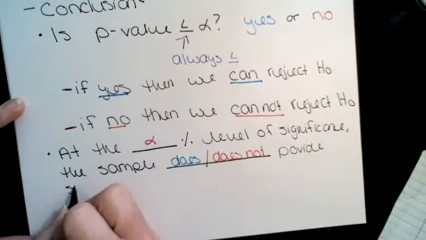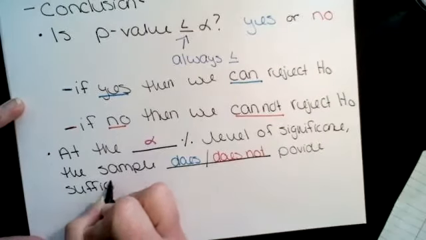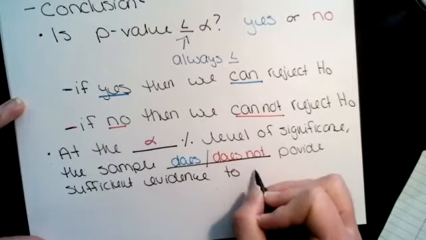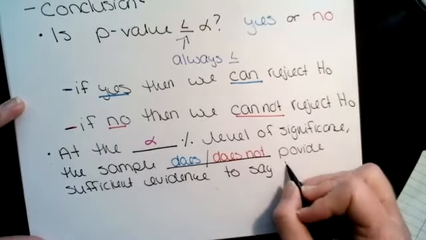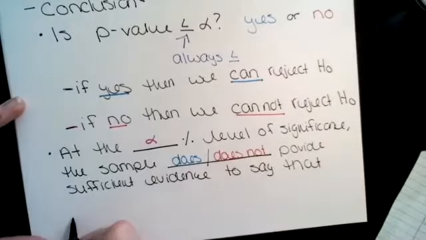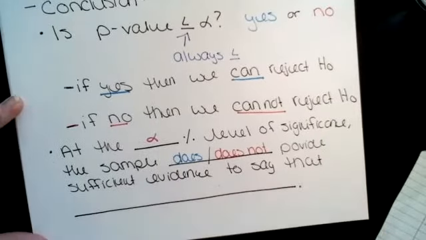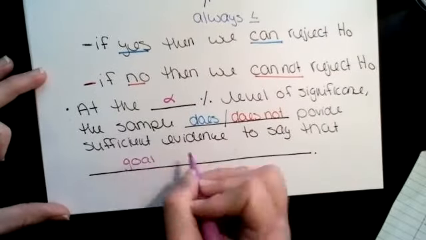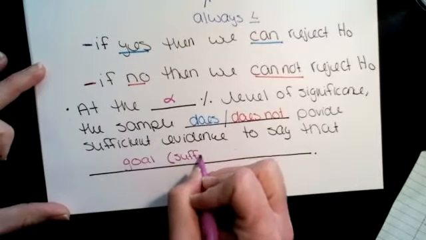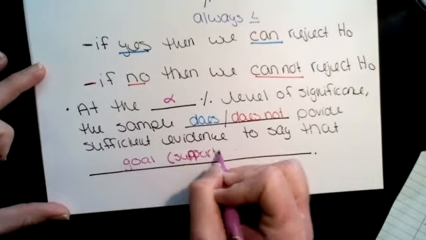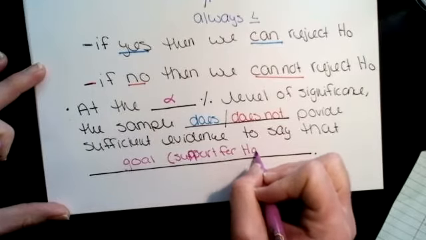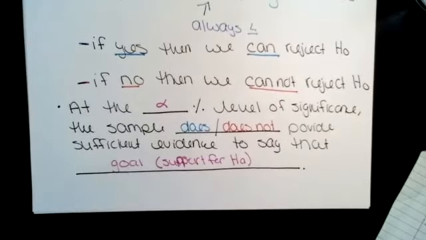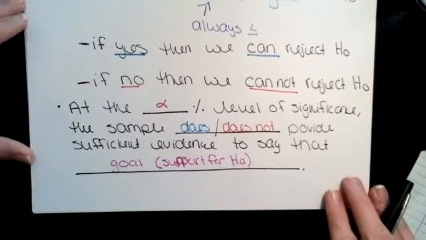Provide sufficient evidence to say that, and now you will reword your goal here. So here you're going to type in your goal, which is support for your alternative hypothesis, right? So in this conclusion step, I have 2 pieces. I have 2 bullet points.